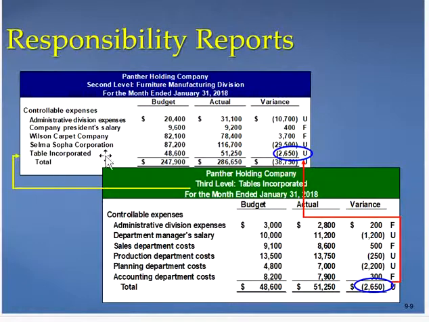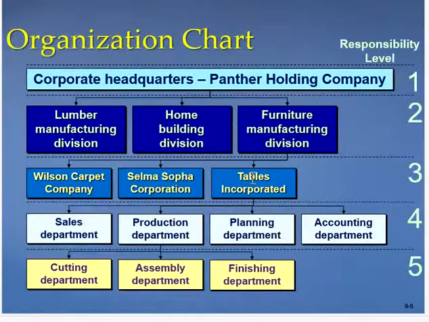These are the controllable expenses in furniture manufacturing: administrative expense, company president's salaries, Wilson Carpet Company and Selma Sofa Corporation, and Tables Incorporated, right? Again, you just need to look at the organization structure here. See, this is Table Incorporated. This is part of this business, right? So Table, Selma and Wilson Carpet, this one.